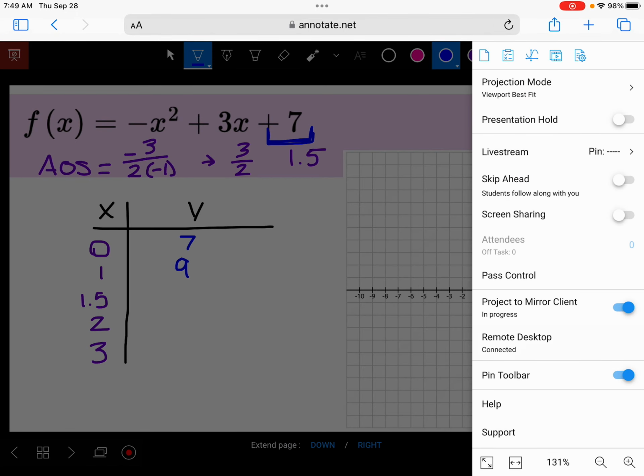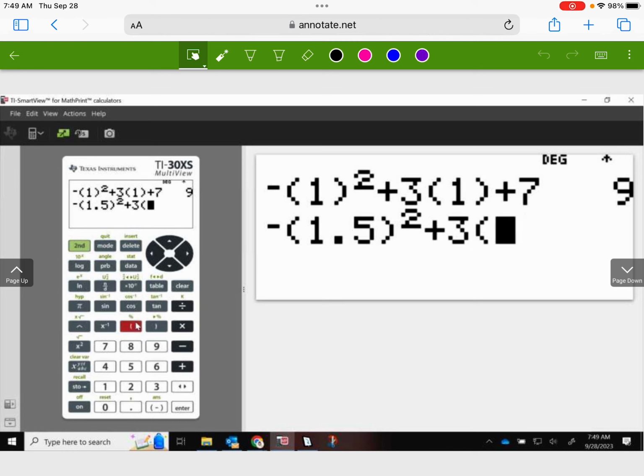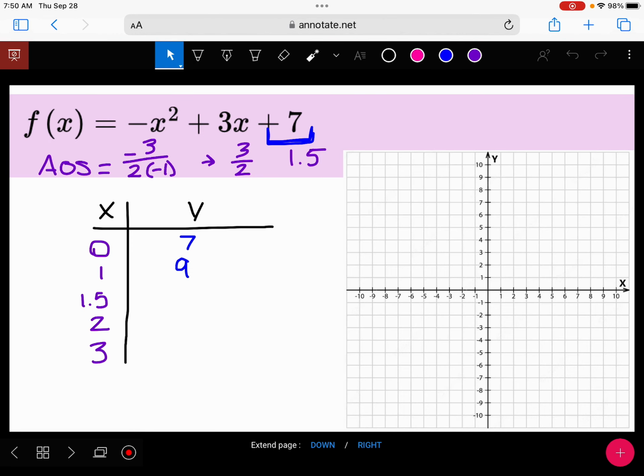We can do the 1.5. Since we're using our calculators, we can absolutely do that. The opposite of 1.5 squared plus 3 times 1.5 plus 7 is totally a thing: 9 1/4, or 9.25. We can do that, and we can put that there. But we don't have to live in the world of decimals the whole time. You don't have to count by half just because it's going up by half.